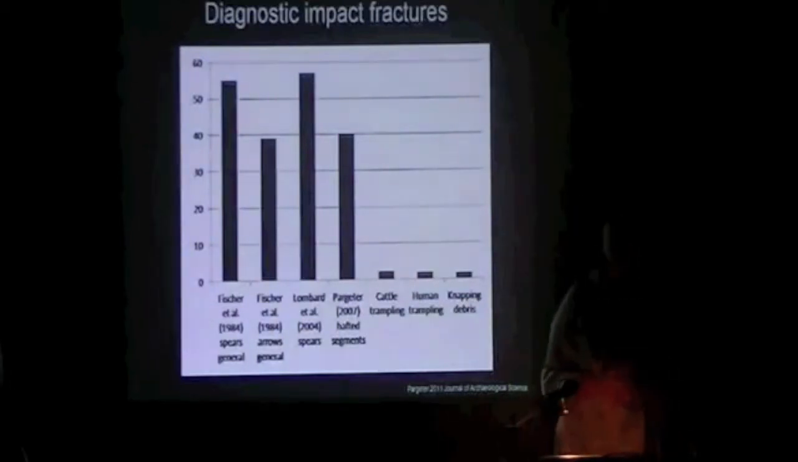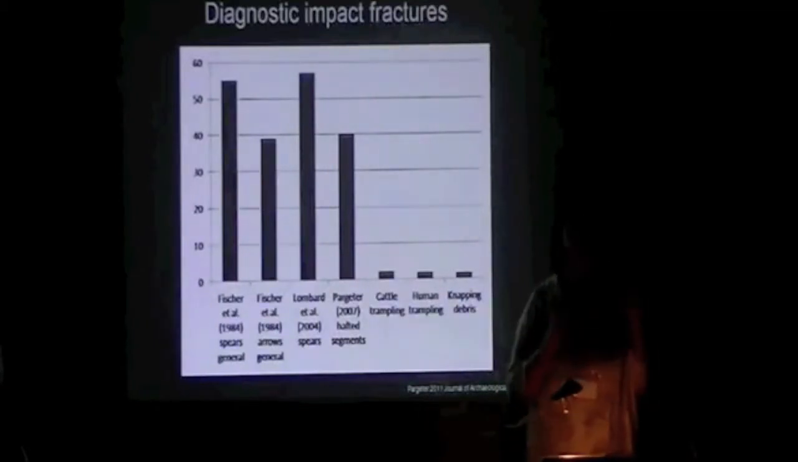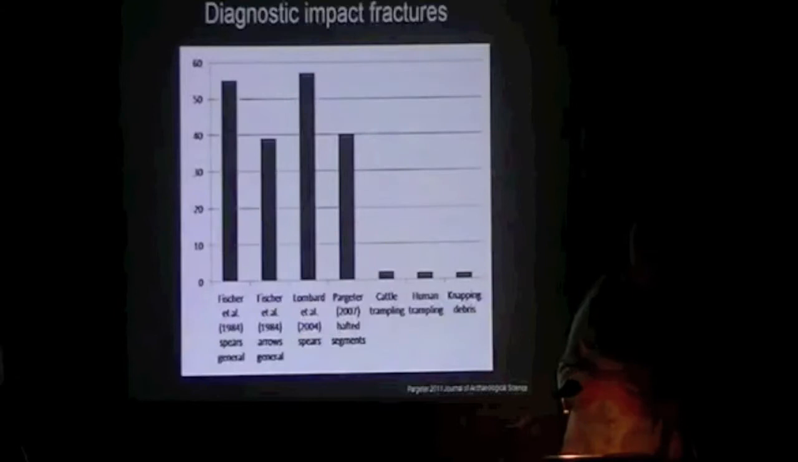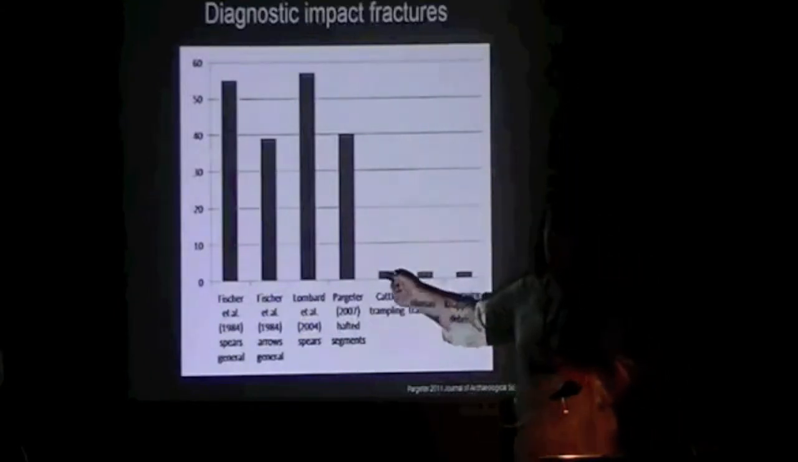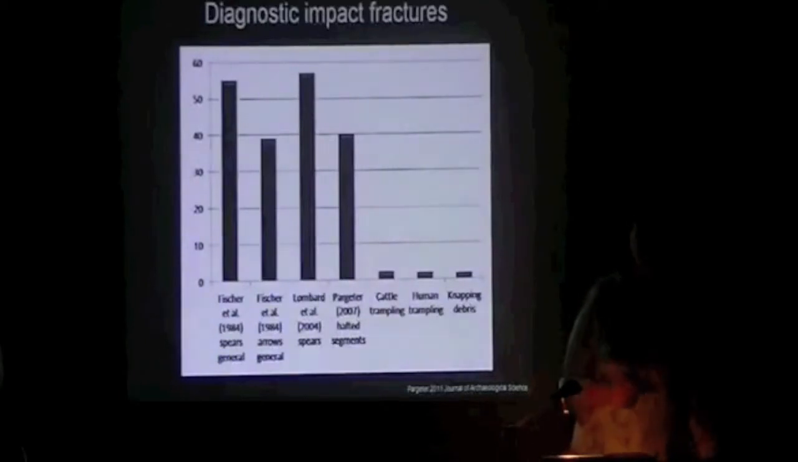Hunting tools. So this means that when we do macrofracture analysis and we use the 4 diagnostic impact fractures, we need to take into account that there's a 3% that may be accidental. So if your percentages are very low, careful.